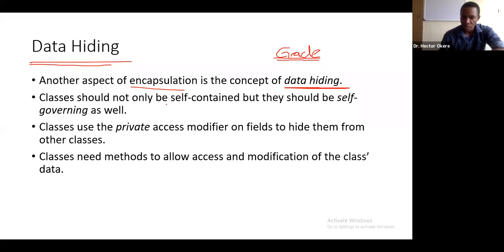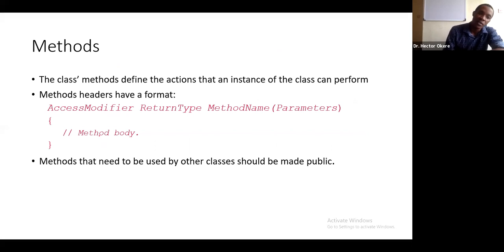So classes should not only be self-contained, but they should be self-governing. Okay, classes use private access modifiers on fields to hide them from other classes. Classes need methods to allow access and modification of the class data. Making a class or a method private, or making a class or a method public. The class methods define the actions that an instance of the class can perform.